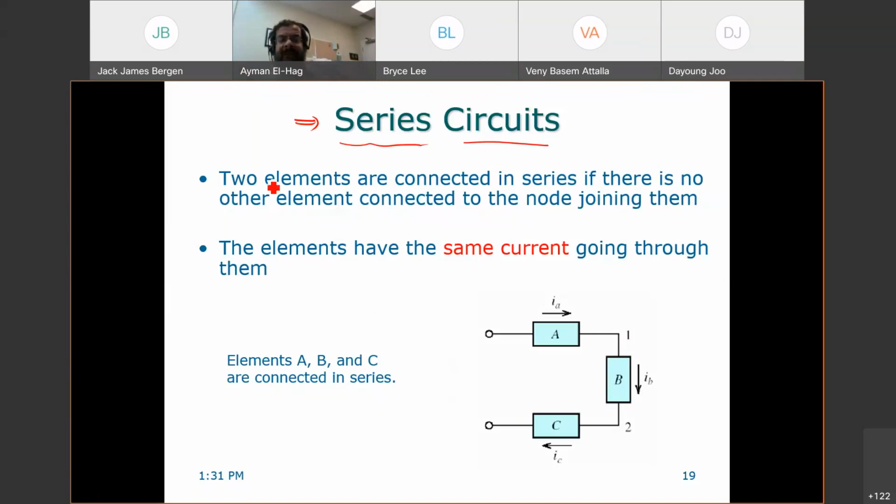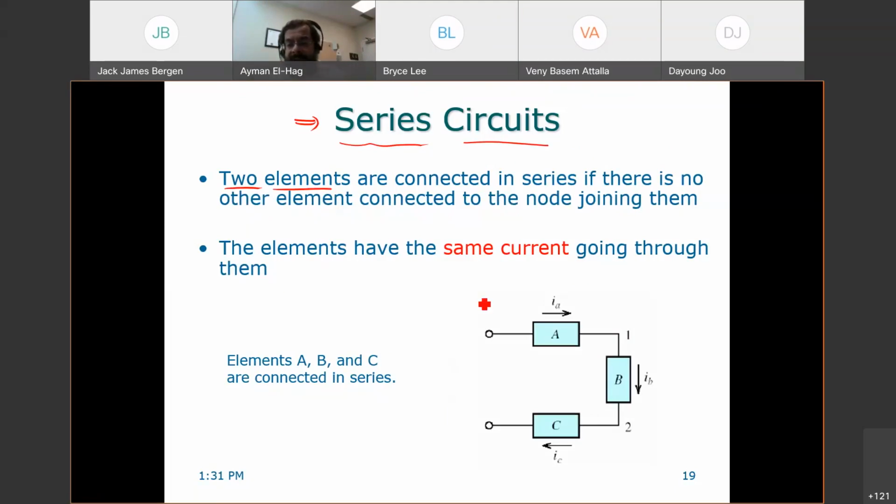So here let's see the definition very clearly. Two elements, by the way they could be any two elements, but we are mainly using it for resistors, are connected in series if there is no other element connected to the node joining them. So if these two elements are joined at one node and there is nothing else connected to that node, then we identify these two as in series.